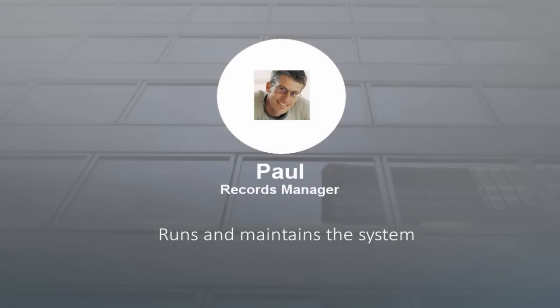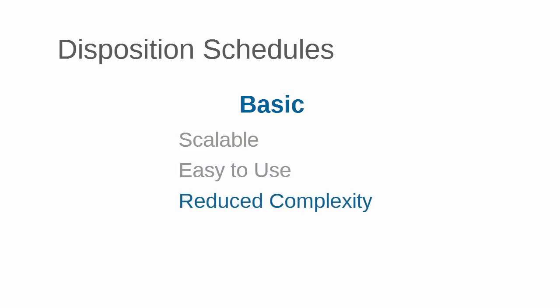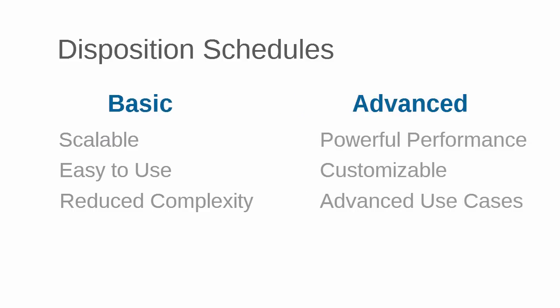We now transition to Paul, the records manager, who handles the day-to-day running and maintenance of the system. Disposition schedules provide automation in managing the lifecycle of content. The powerful basic disposition schedule greatly improves performance and scalability. Its easy-to-use, on-the-fly setup reduces the complexity of records management and covers most use cases. For more complex use cases, advanced disposition schedules are available.